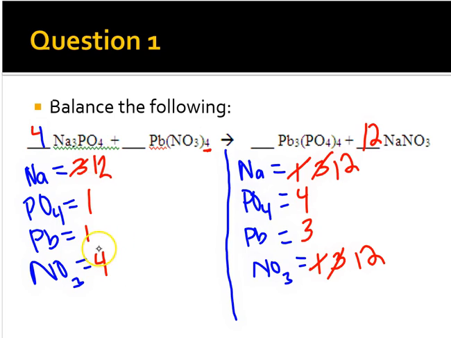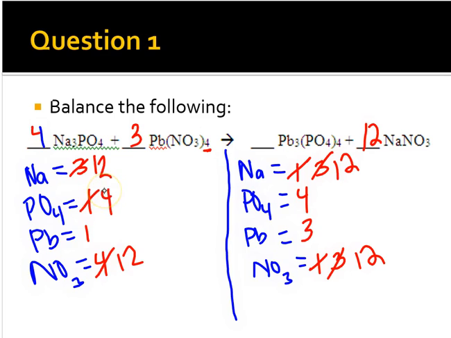For nitrates as well, nitrate is right here. If I put a 3 there, that's going to change my nitrates to 12. And so now sodiums and nitrates are equal. Well, let's see how that changed the other ones. Phosphate is right here. 4 times 1 makes this 4.